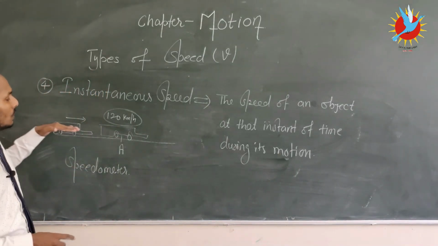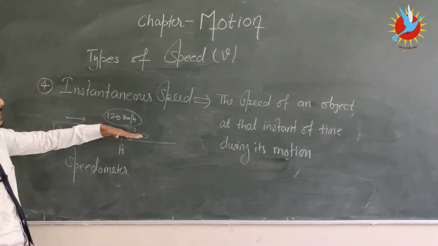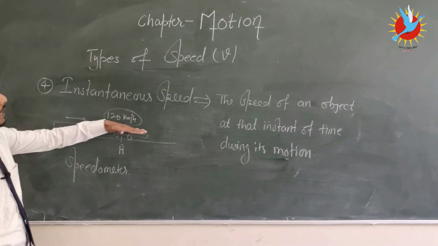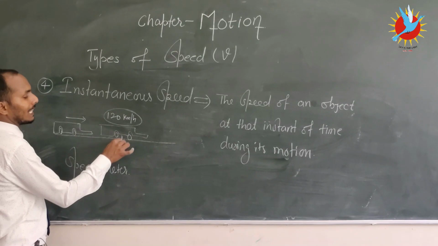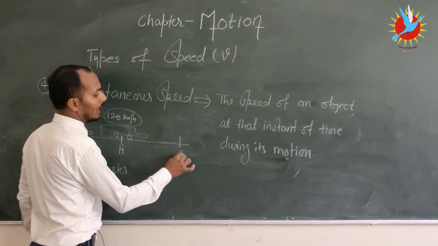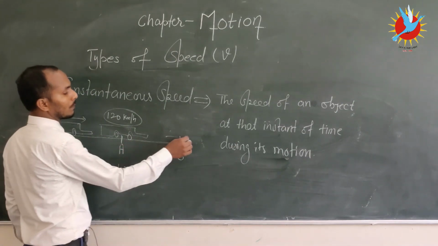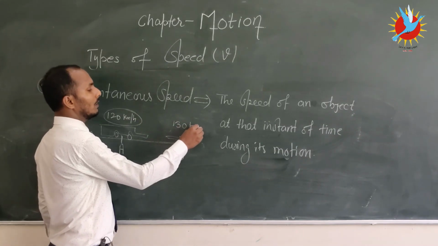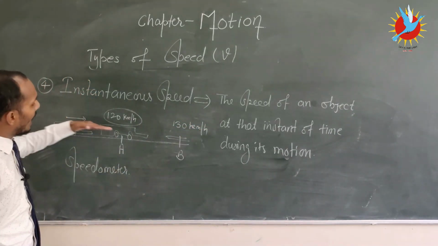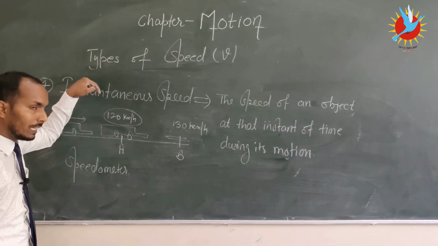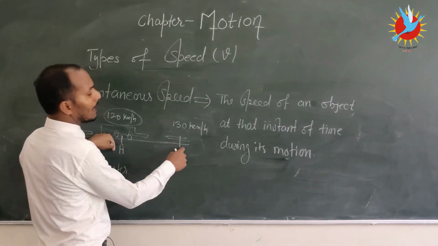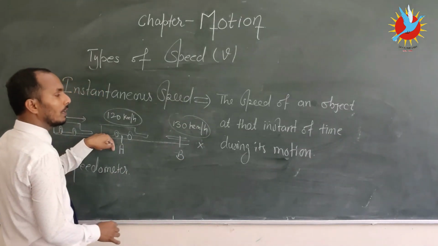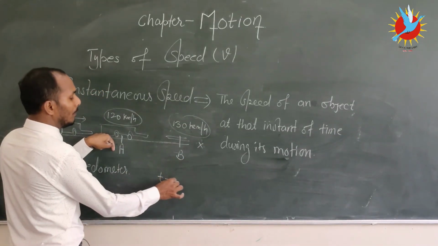Suppose you and your friend are moving, and you ask at point A what the speed is now. Your friend says 120 kilometer per hour, then this is the instantaneous speed. Now suppose you ask at point A, but your friend replies when he reaches point B, saying 130 kilometer per hour. Then this is not instantaneous speed. So what is the condition of instantaneous speed? Time tends to 0.